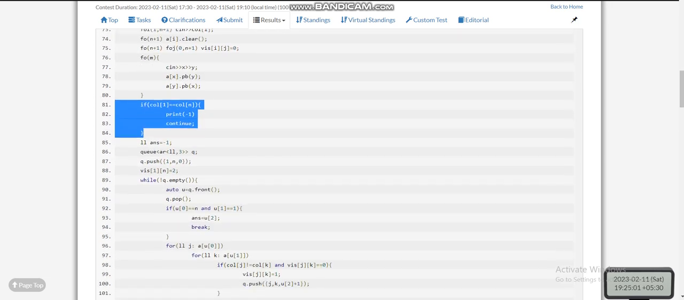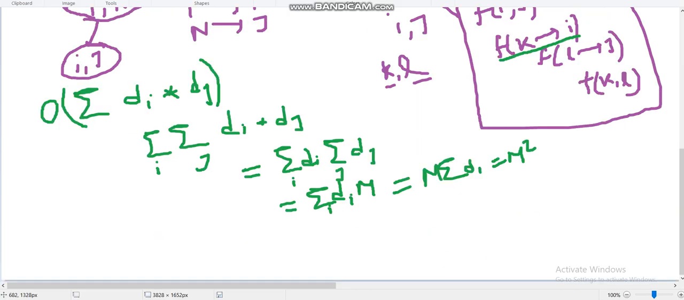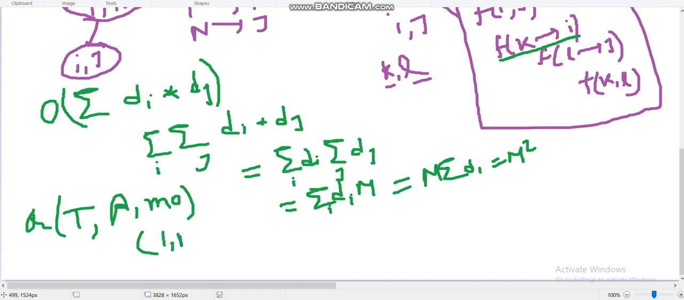So this is a straightforward BFS. We just break if the Takahashi node is n and the Aoki node is 1, and our answer will be the number of moves. The queue will contain three numbers. The first one is the Takahashi node, the second one is the Aoki node, and the third one is the total number of moves. So the first parameter will be the Takahashi node 1, the Aoki node n, and the distance is 0.